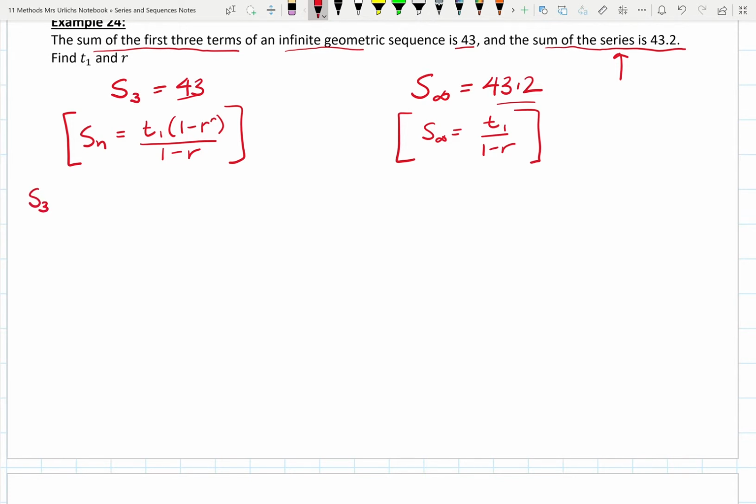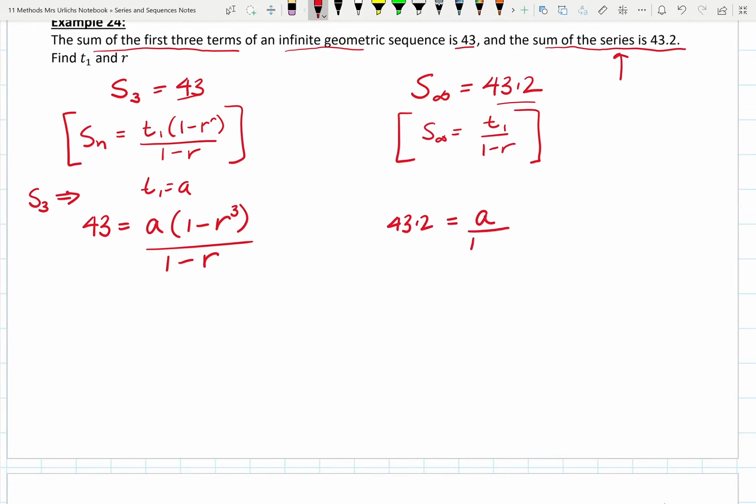So the sum to 3 tells us that 43 equals T1, we'll just call that a, outside of 1 minus our common ratio to the power of n, which in this case is 3, divided by 1 minus our common ratio. The sum to infinity tells us that 43.2 equals a, our first term, divided by 1 minus r. And you should see that we've got a divided by 1 minus r on the right-hand side and a divided by 1 minus r over here as well.